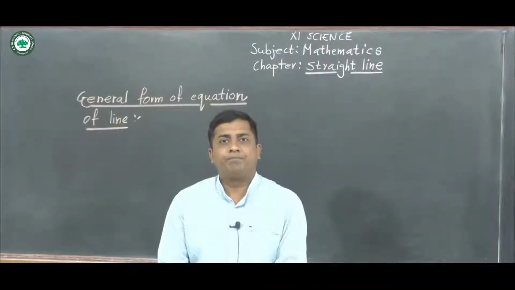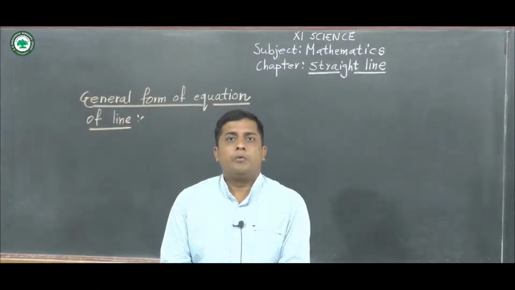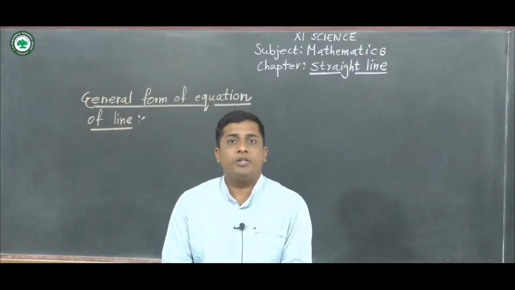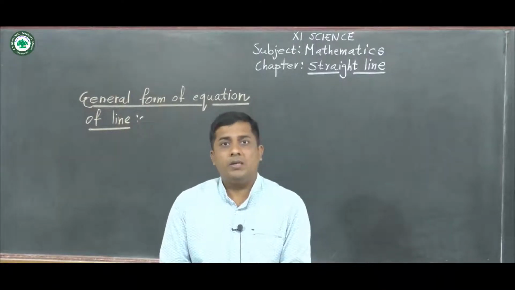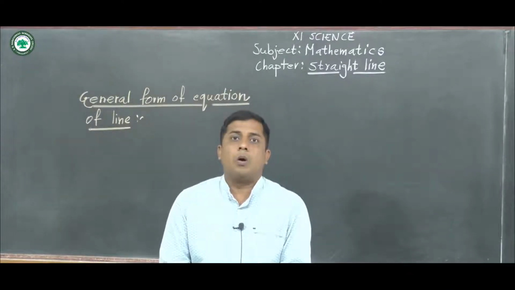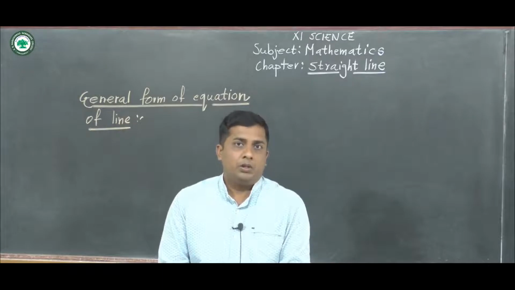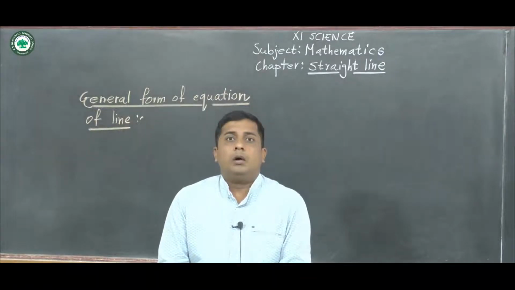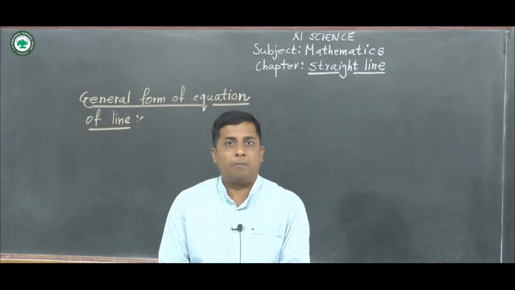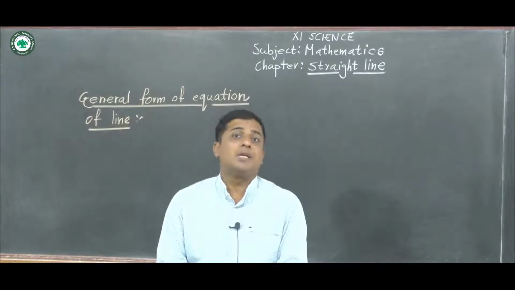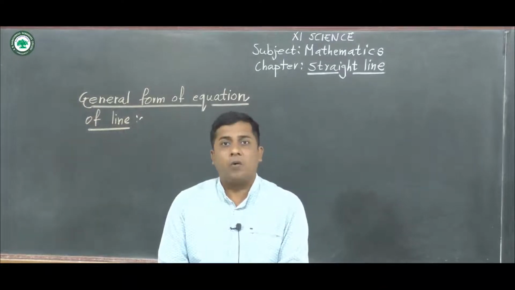Hello everyone. In the previous lecture we studied the concepts related to the chapter straight line, and in that we saw some standard forms of a line. The first form is the double intercept form, and the second is the normal form. We defined these two forms and saw some important examples related to them.